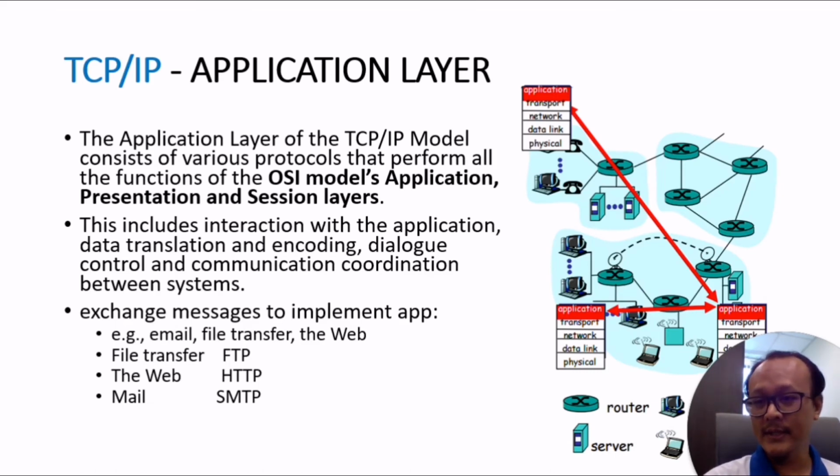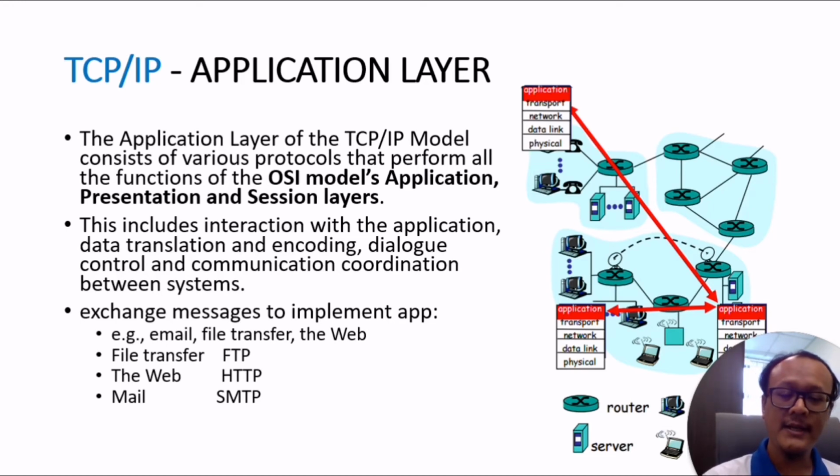So we go to the first upper layer, which is the 7th layer in OSI, the 5th layer in TCP/IP, which is the application layer. The application layer performs all functions of the OSI model's application, presentation, and session layers. This includes the interaction with the application, data translation, encoding, dialog control, and communication coordination between systems.